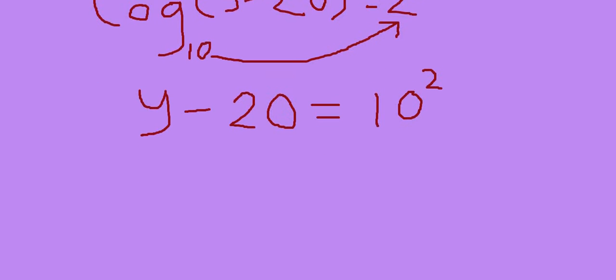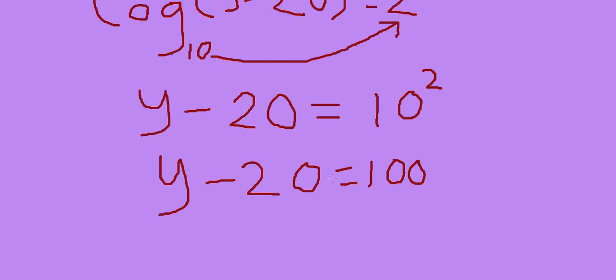So we understand that y minus 20, and then on the right hand side we have 10 squared. 10 squared means 10 times 10, and we know that 10 times 10 equals 100. And on the left hand side we want to get rid of 20 so that y remains alone, and we see that 20 is negative on the left hand side.